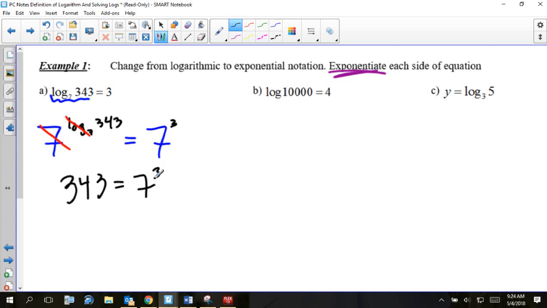Also, the original statement was true. It's just you're not as familiar with logs as you are with exponents. So we just changed the form. That's all we did. Let's do that again with this one.